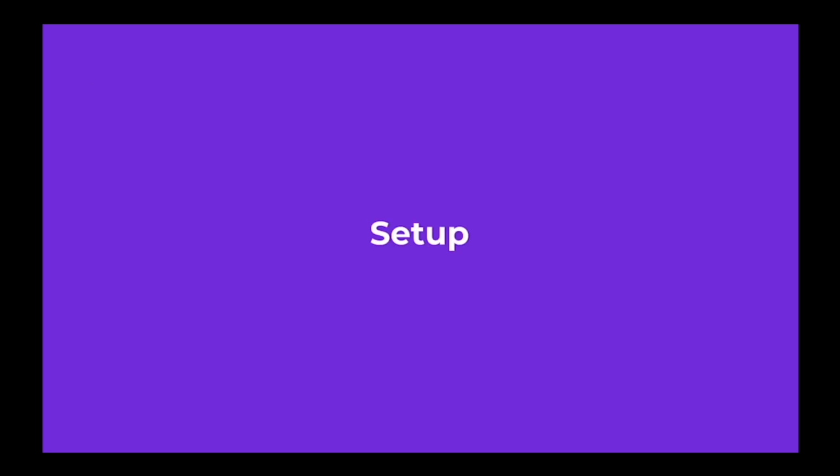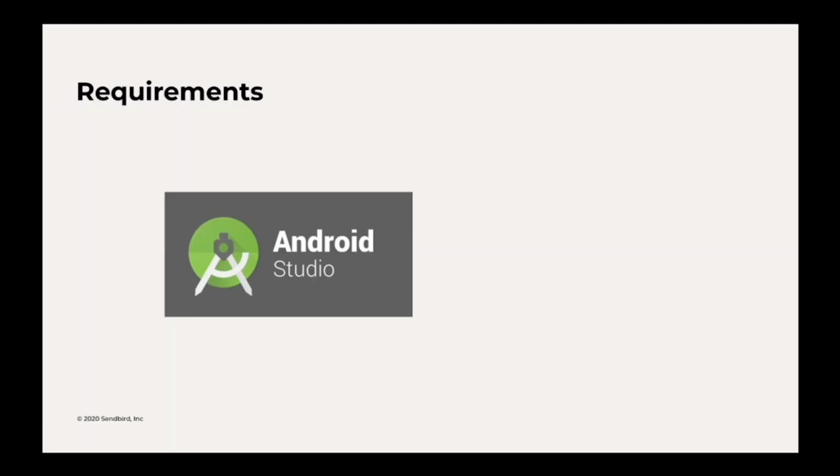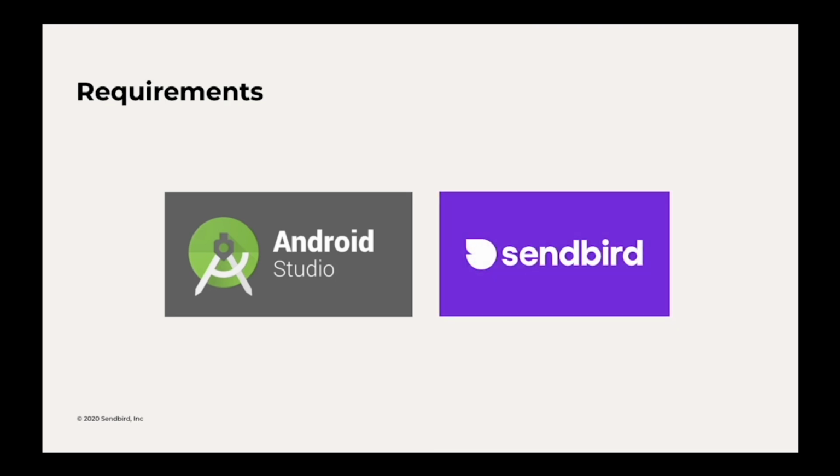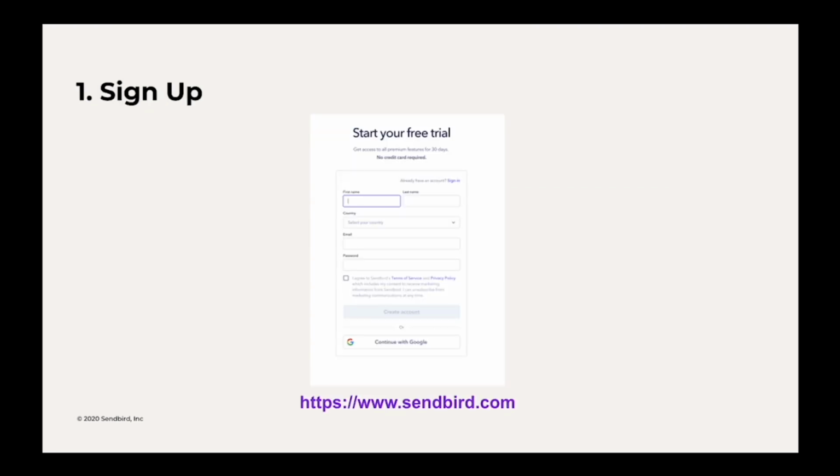Okay, setup. Now, we're going to need some IDE to program with. I'm going to demonstrate today with Android Studio. Next, you'll need an active Sendbird account. If you don't have an account already, you can go to our website at www.sendbird.com. And there you can sign up for a free 30-day trial, which gives you access to all the premium features as well.